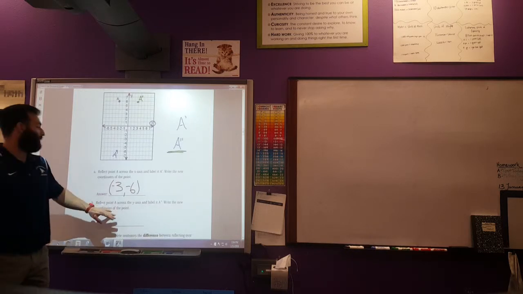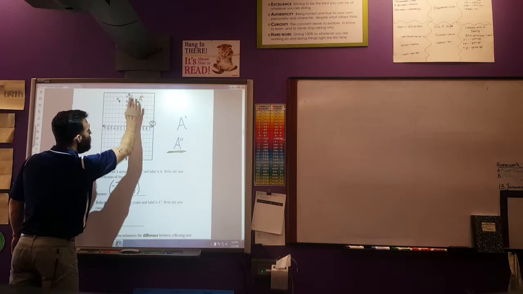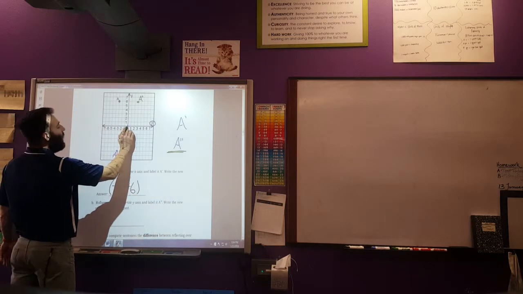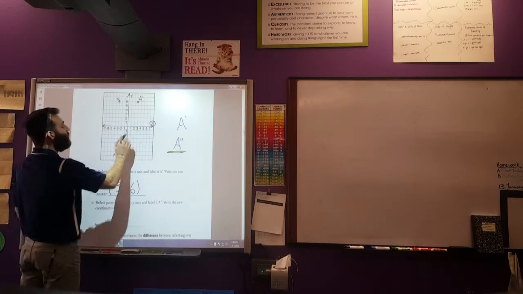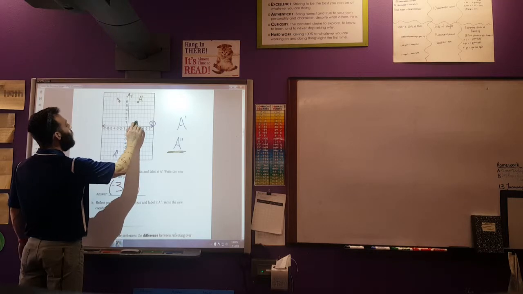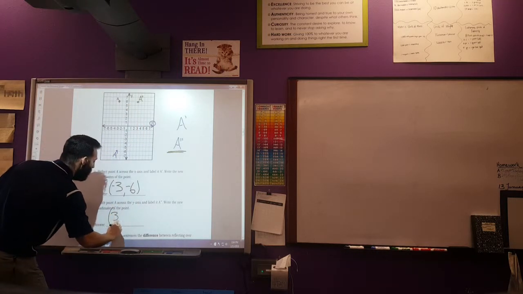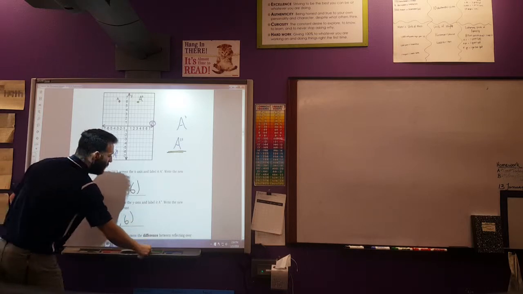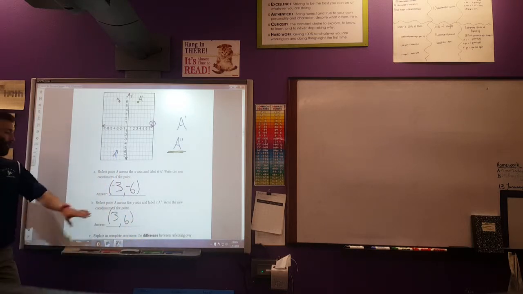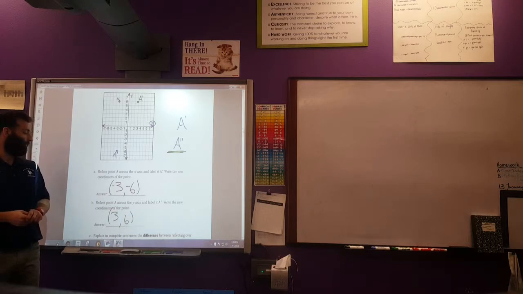Now, part B is asking me to write the new coordinates of this point. I see that I went 1, 2, 3 because I run first. 1, 2, 3, then jumped 1, 2, 3, 4, 5, 6. So I ran 3 and jumped 6 for a new coordinate of 3, 6.